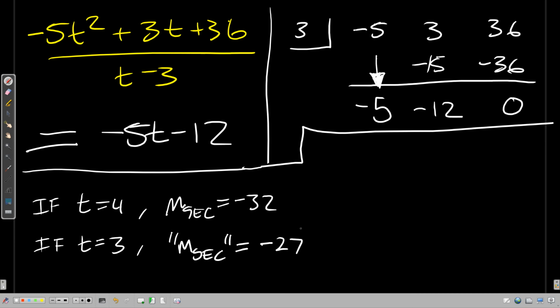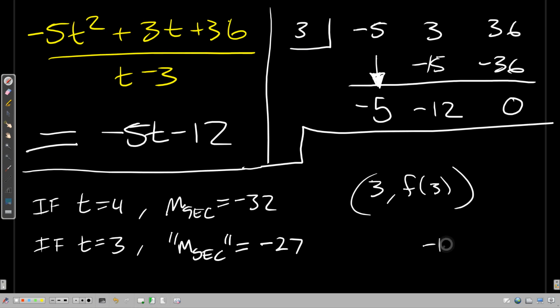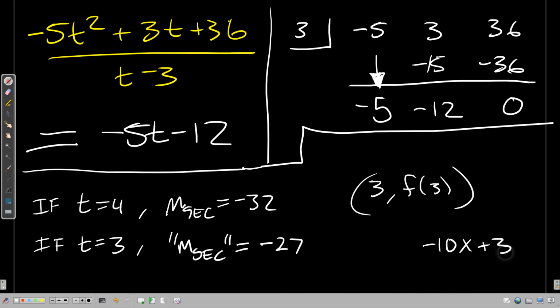But how can it be a secant line if it only goes through the one point? It would only go through the point 3 comma f of 3. Well, that should be the slope of the tangent line. And if I look back here at this function real quick and make some nonsensical writing to you, it makes no sense at this point unless you've either had calculus or are visiting this video from the future.